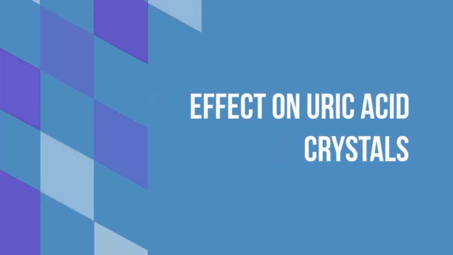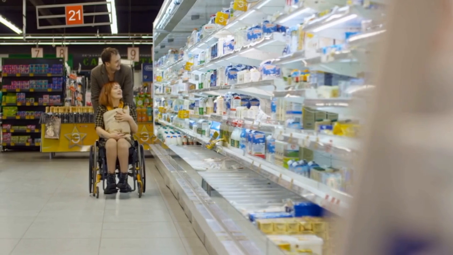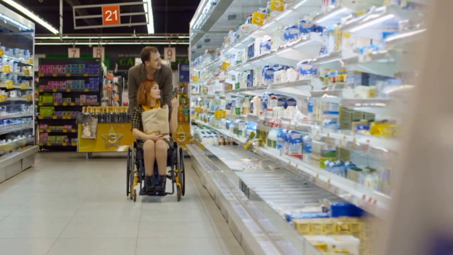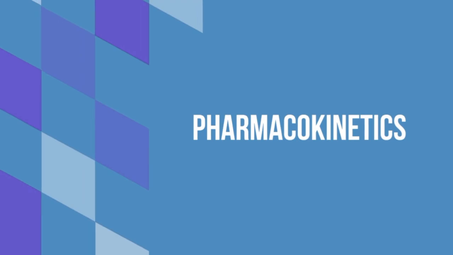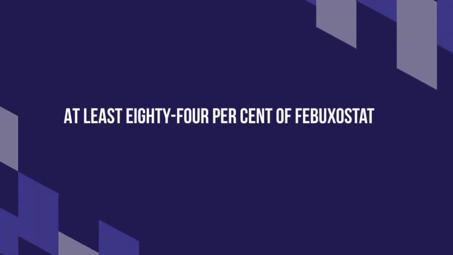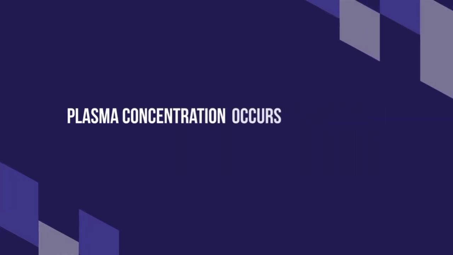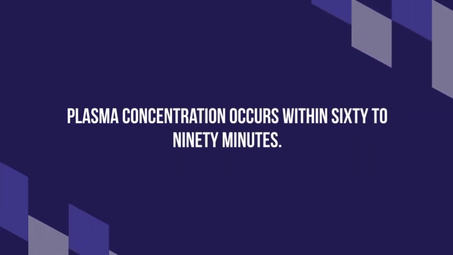Effect on uric acid crystals. Long-term use can dissolve uric acid deposits in joints, reducing gout symptoms and flares. Pharmacokinetics. Absorption. At least 84% of febuxostat is absorbed after oral administration. Peak plasma concentration occurs within 60 to 90 minutes.